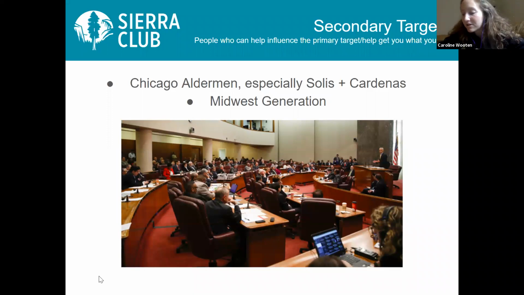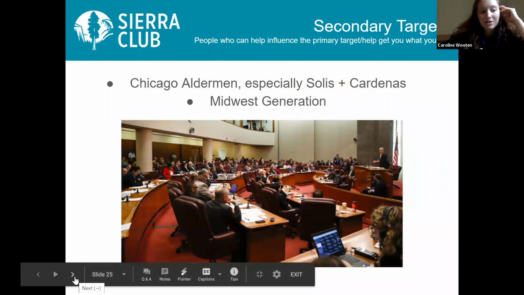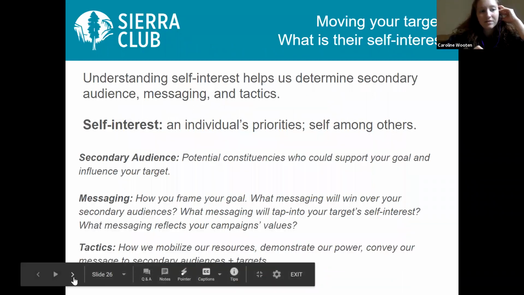And then Midwest Generation was also a secondary target, the company that owned the coal plants, just because the more we could make them look bad, the more aldermen and the mayor wanted to look good in contrast and look like they were taking action. So that was how those people could influence our primary targets. Next slide.